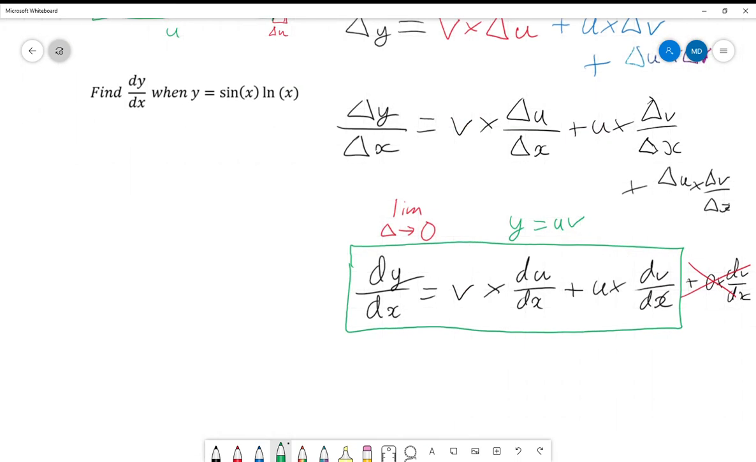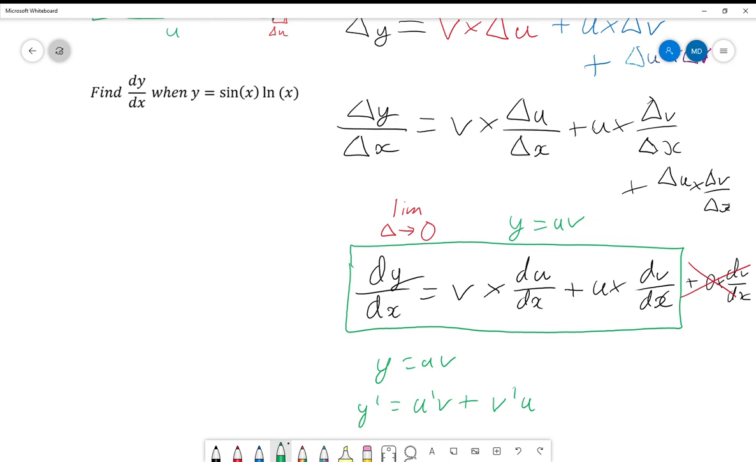Another way people often write this to make it look a little bit simpler is if y equals uv, then y dash is equal to u dash v plus v dash u, just to make it a little bit nicer and a little bit faster to write down.